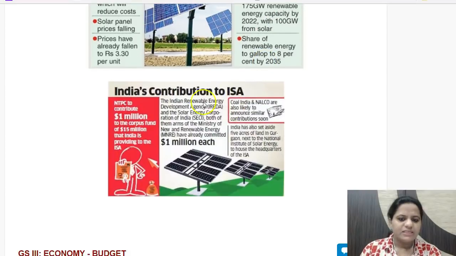And this is regarding International Solar Alliance too, which has been proposed by India. India has also set aside 5 acres of land in Gurgaon to set up National Institute of Solar Energy, where the headquarters of International Solar Alliance will also be located. And various PSUs here you can see are contributing towards this fund to fund renewable energy projects.